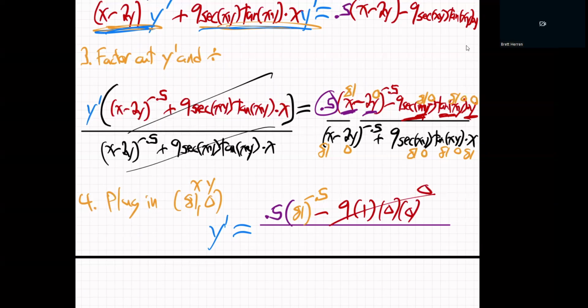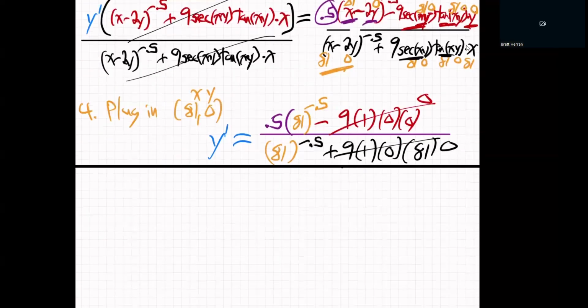On the bottom, we've got 81 minus 2 times 0, so that's just 81 to the minus 0.5 plus 9. Secant of 0, again, is 1. Tangent of 0 is 0. That's nice. And the x is 81, but that's all just gone to 0 also, because the tangent of 0 is 0. Sine over cosine. Hit it on your calculator, sine of 0 is 0. All right, so that comes out. You can hit the buttons on Desmos calculator if you want. I'm just kind of doing it by hand.